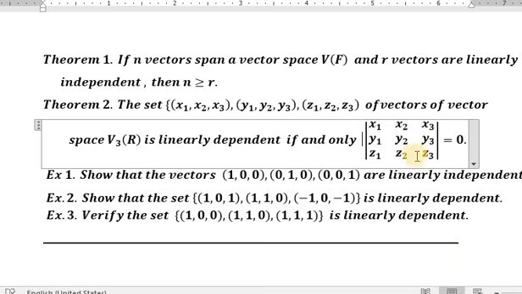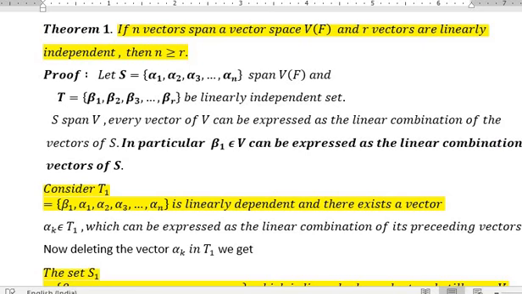If the determinant of their coefficient vectors is equal to 0, then the given set of vectors is linearly dependent. If it is not equal to 0, then they are independent. Take one by one. Theorem 1.